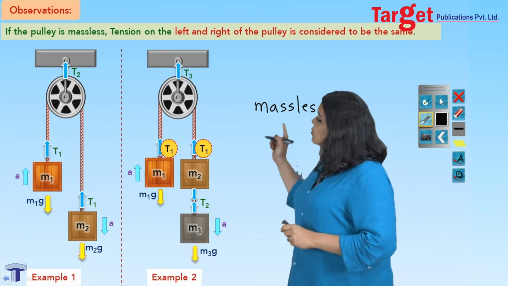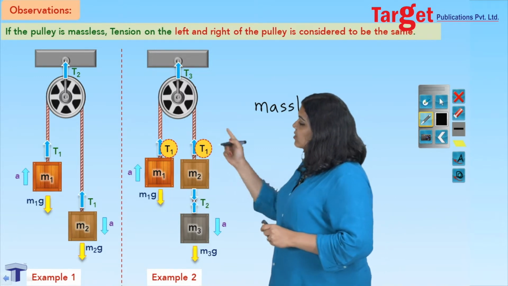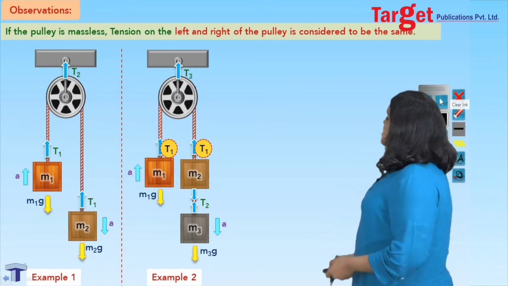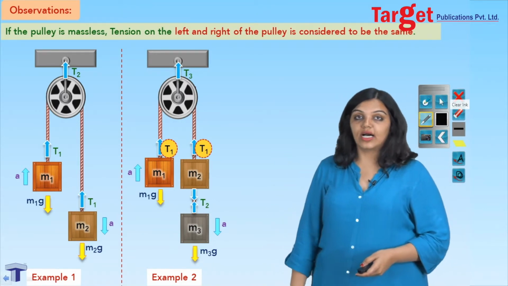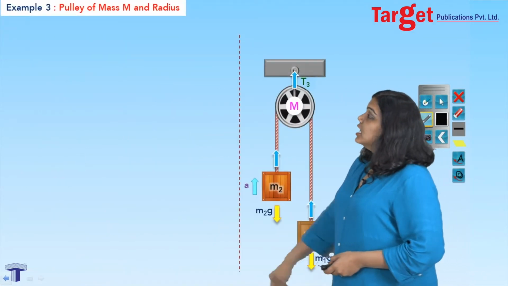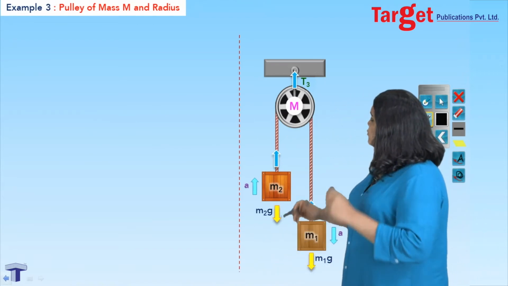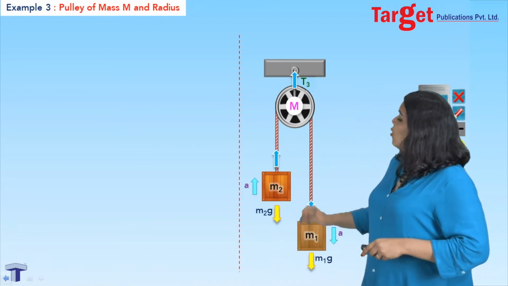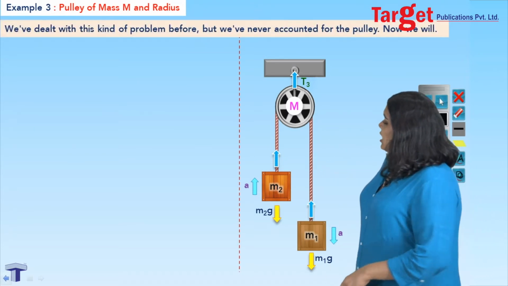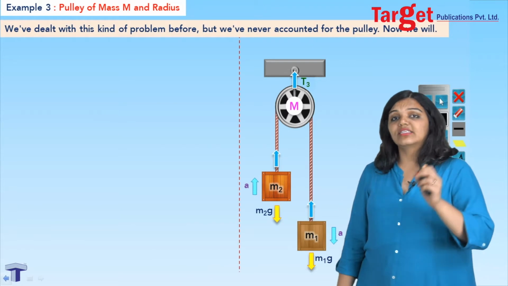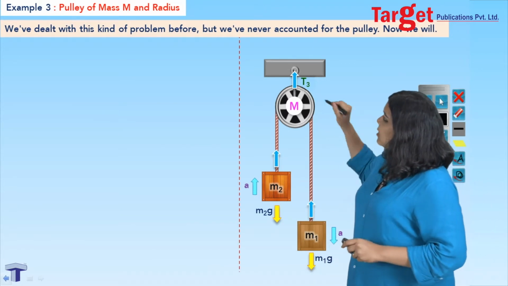So because my pulley was massless, the tension on the left and the right of the pulley was the same. So the question of course arises, what happens if my pulley has a mass? So let's look at that example. If your pulley has a mass m and some radius, then what do we do? Well, the answer is that we have already seen this sum before. The only thing we missed out was taking into account the mass of the pulley.